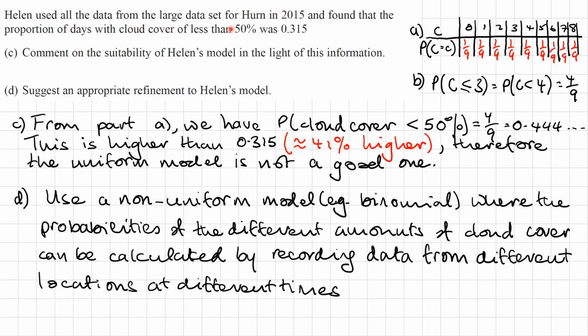Helen only took data from one location, Hurn, at one time, 2015. So we want to extend that so that we can work out what these probabilities actually are, or at least get the relative frequencies, and then work out the probabilities, get a better idea of the distribution, and then get a better model rather than this uniform distribution here.